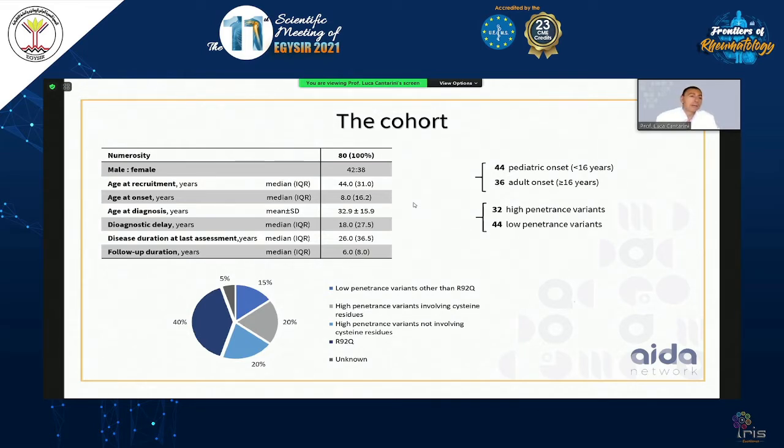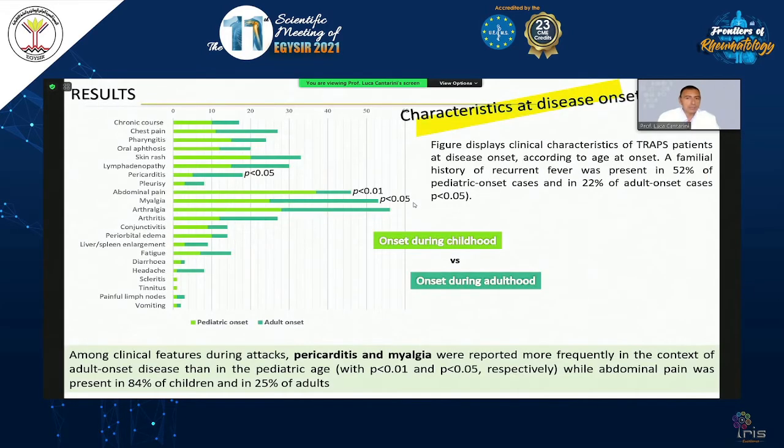Briefly, the clinical and demographic characteristics of our cohort of patients. We enrolled 44 pediatric patients and 36 patients with a delayed onset during adulthood. 32 patients carried high penetrance variants in the genes responsible for TRAPS, and 44 patients carried low penetrance mutations in the gene responsible for TRAPS.